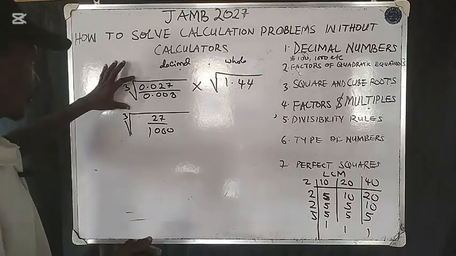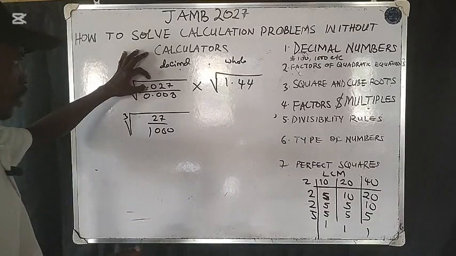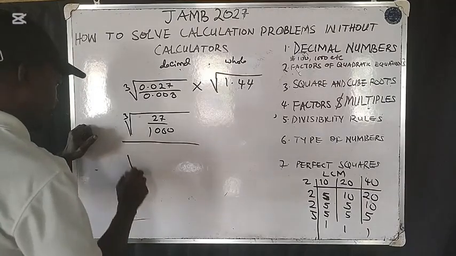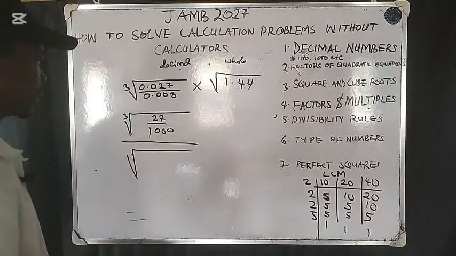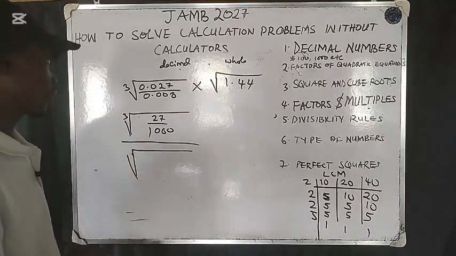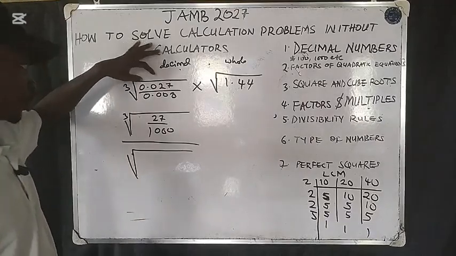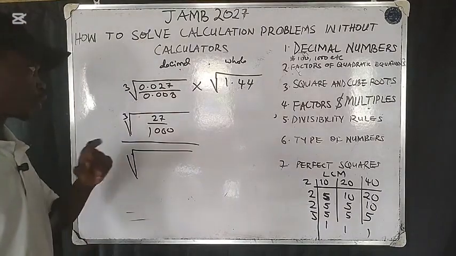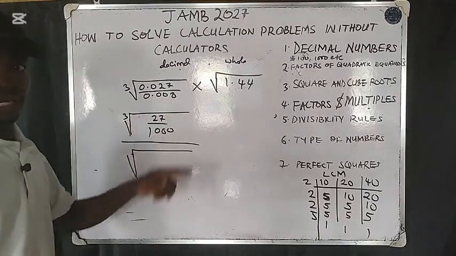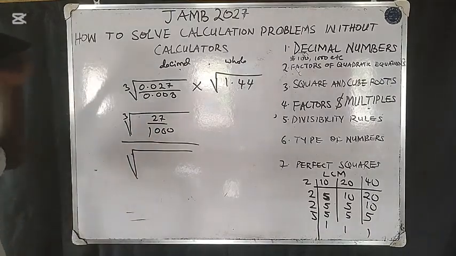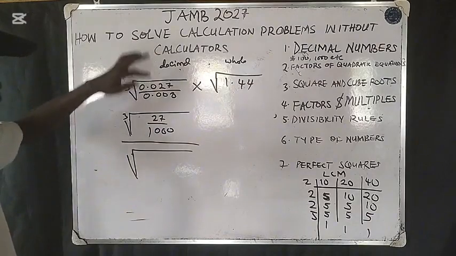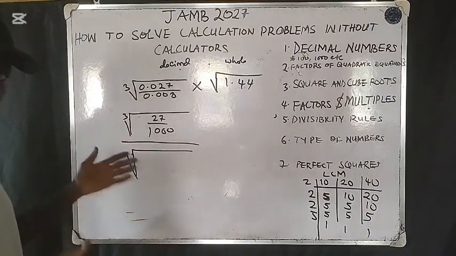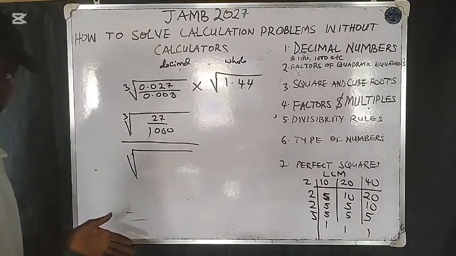If you look at this root, it's not just on top of the numerator. It's also on top of the denominator. Am I right? So, but let us separate the numerator now. If you look at the cube root, it's not just on top of the 0.027. It's also on top of what? 0.008. Am I right? So I will share this cube root to the two of them, right?